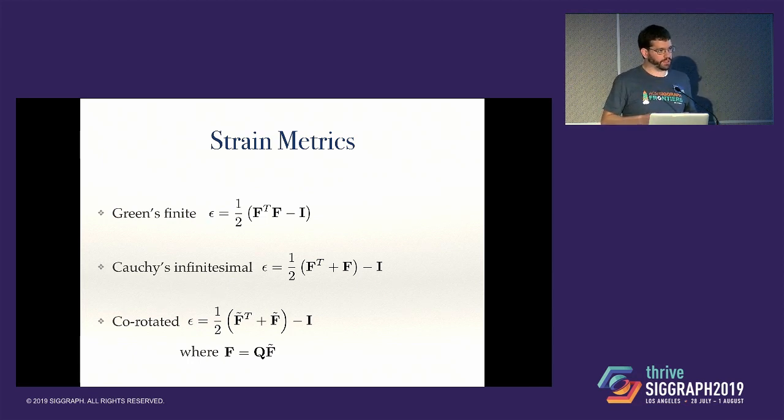Here what we do is we first compute a polar decomposition of F to explicitly remove rotations from the measure. And then we take, basically, the Cauchy infinitesimal strain of that. So we get something that's linear once we've undone the rotations. The rotations are still nonlinear, but once we've taken them out, we get a linear strain metric.